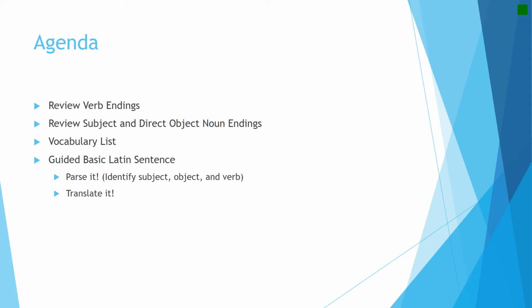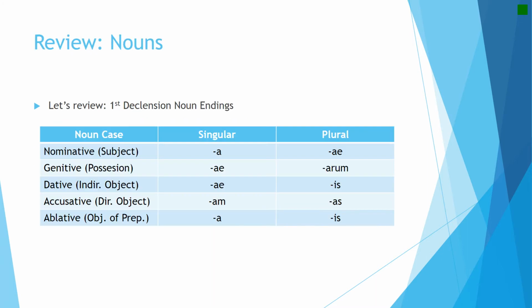Before we can start translating, let's do some review. I won't spend a lot of time on these charts, so pause the video if you need to do so. Here is a chart of the first declension noun endings. For our lesson, the nominative and accusative singular case endings are important. Take note of these endings.